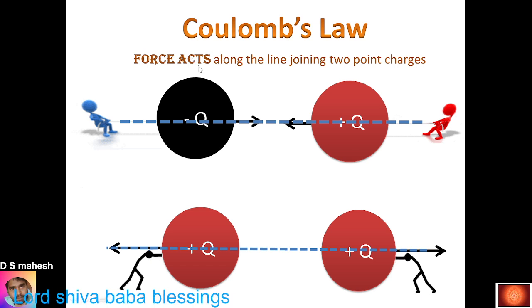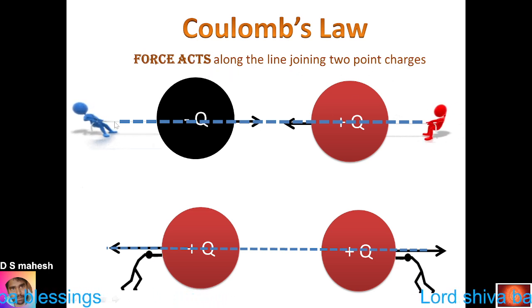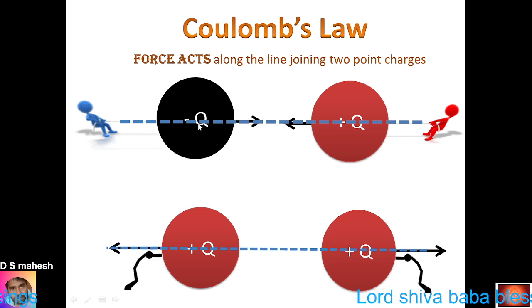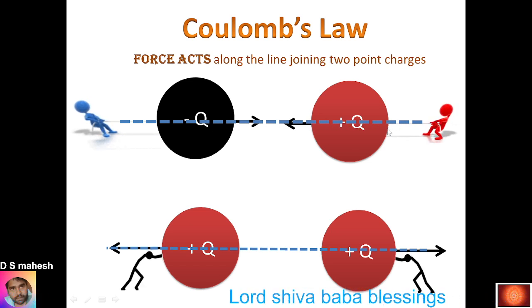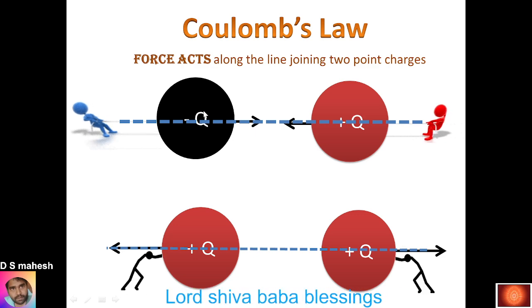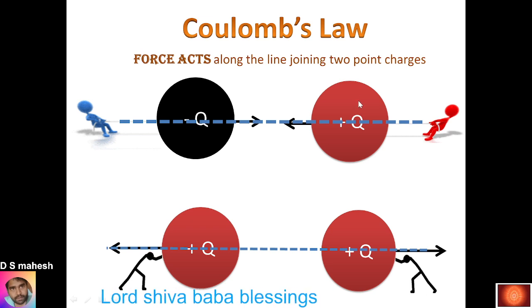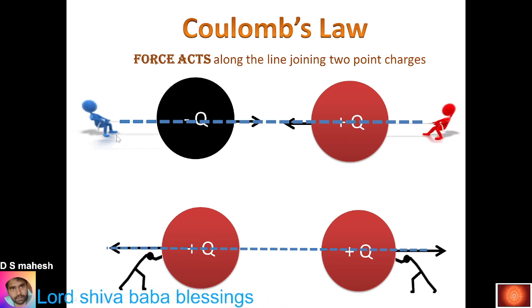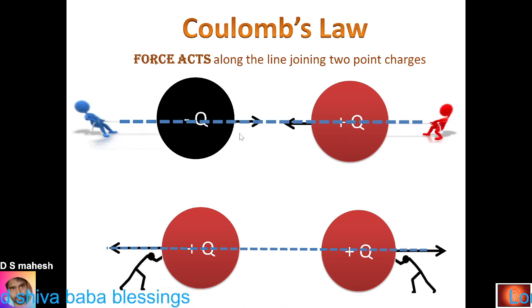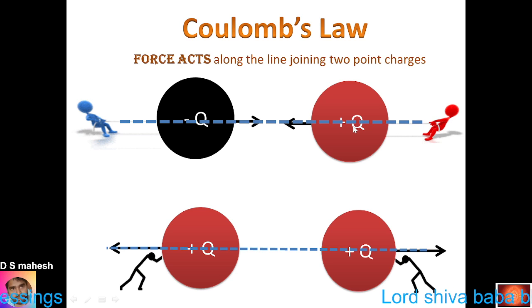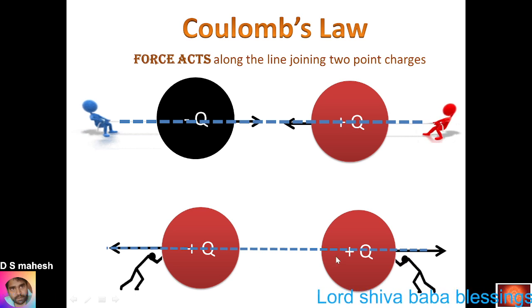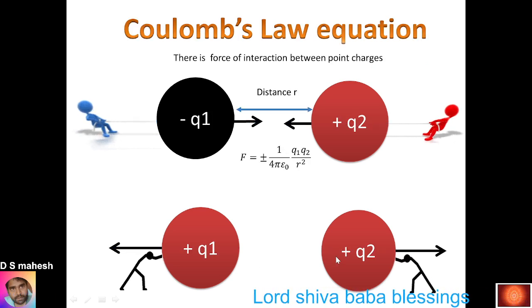So this force acts along the line joining the 2-point charges. As you look over here, this force acts only on the line joining the 2-point charges, and each charge exerts force on the other charge. So here, in case of repulsion and in case of attraction, both the forces are acting along the line joining the two charges.